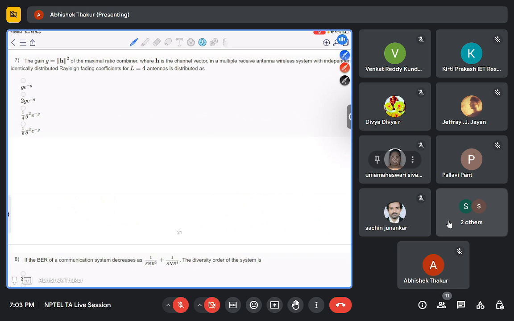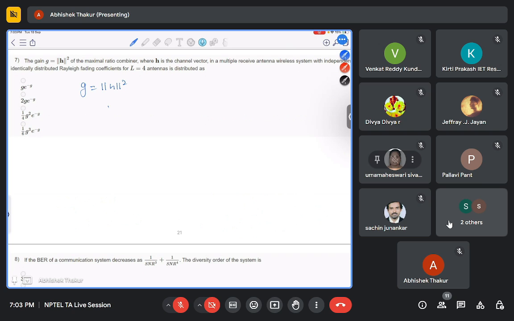Now moving on to question number 7. That is, the gain G is given for the maximal ratio combiner where H is the channel vector in a multiple receive antenna wireless system with independently identically distributed Rayleigh fading coefficients for L is equal to 4.